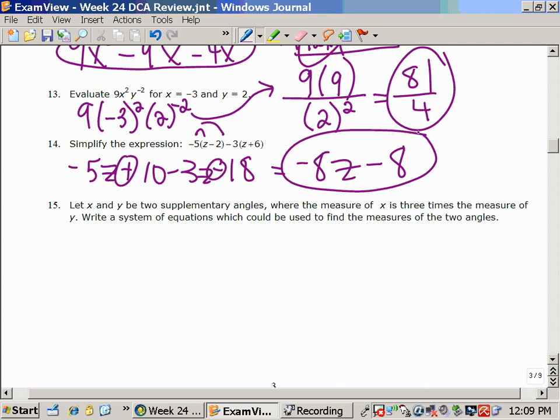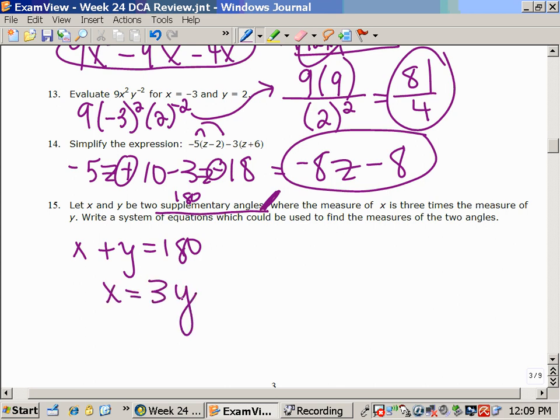Okay, 15 was a very long time ago, but let's see if you remember it. I have two supplementary angles. That's 180 degrees. Okay, so I'm going to do this part first. X plus y equals 180. Now, I'm not going to confuse or mix together these two ideas. This is two different parts of a sentence. The measure of x is 3 times the measure of y. Well, since it only asked me to write a system, guess what? I'm done. Good job. Let's go to 16.